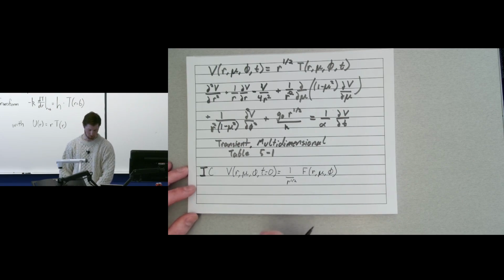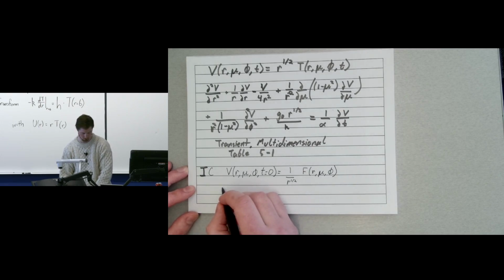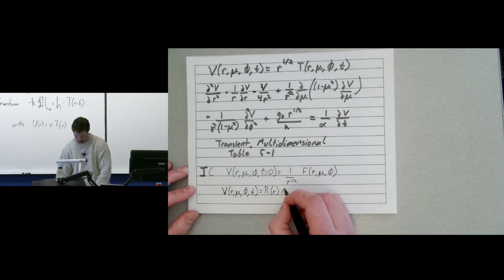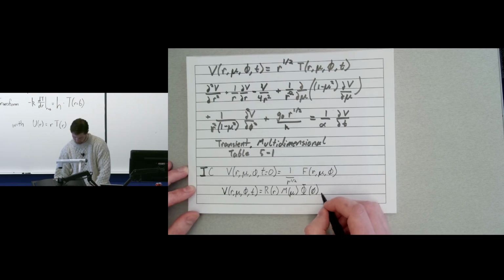As we move forward, we're going to start separation of variables, and we're going to assume the form that V of R, mu, phi, and t is equal to the multiplication of some function dependent on R, some function dependent on mu, some function dependent upon phi, and some function dependent on t.